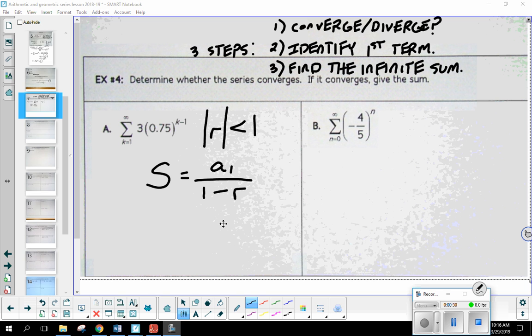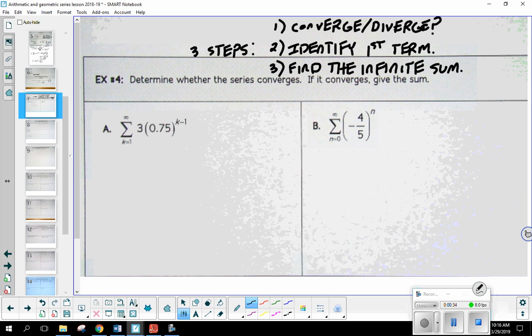All right, so we finished up with A on Wednesday, so why don't we go ahead and take a look at B. So I have an infinite sum notation here, the sigma notation. Now this time it's starting with n is equal to 0, and don't worry about that. That's just telling me the first value to plug in to get the first term. Okay, so here were the 3 steps. First off, we had to decide, does it converge or diverge? If it converges, we'll identify the first term, and then we'll go ahead and solve the formula.